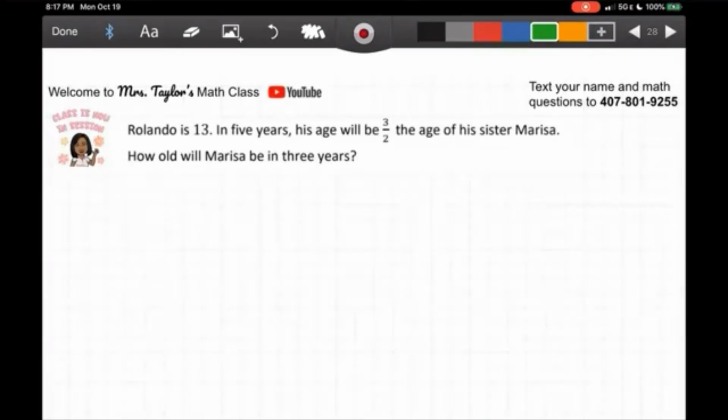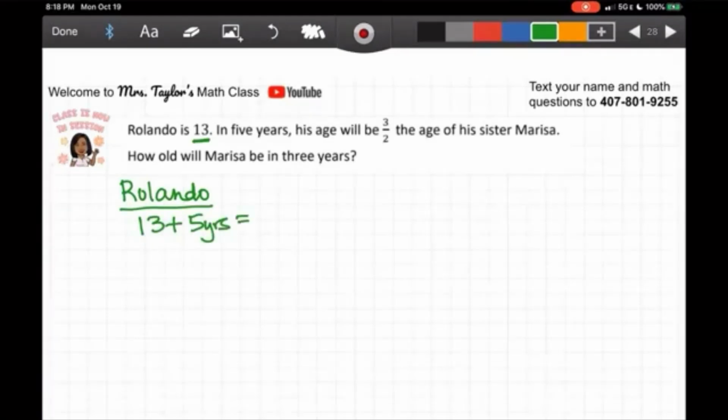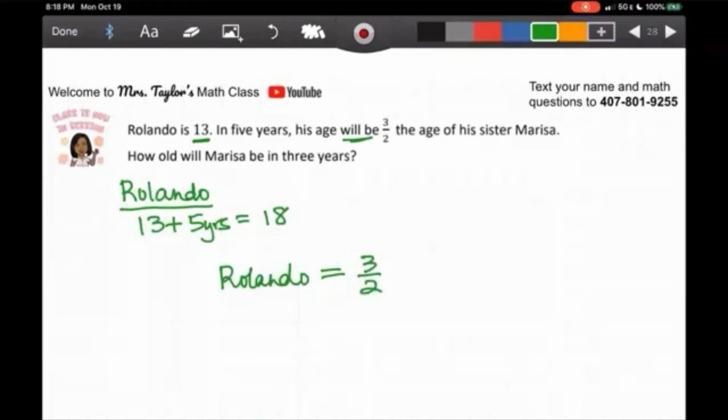Well, currently Roland is 13, but in 5 years Roland is going to be 18 years old. Okay? But when he is 18, his age will be 3 over 2, or 3/2, the age of his sister Marissa. So the way you write it is Roland will be equals 3 over 2 his sister's age, and we'll call her M.